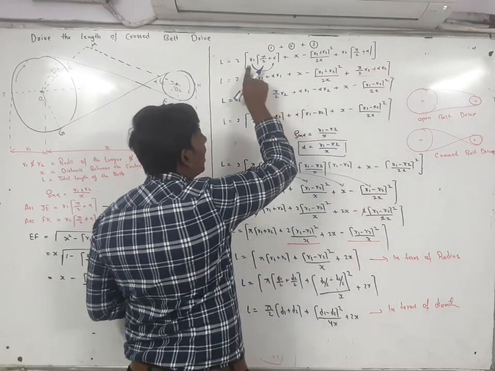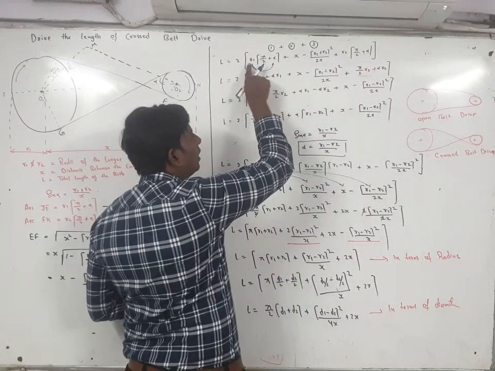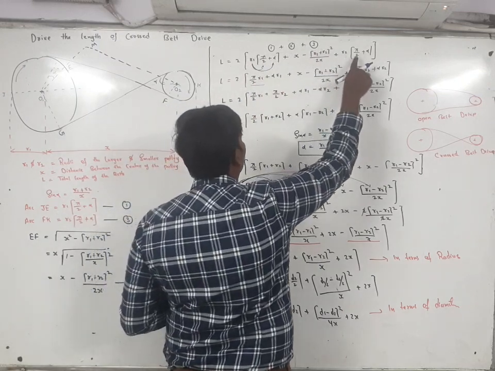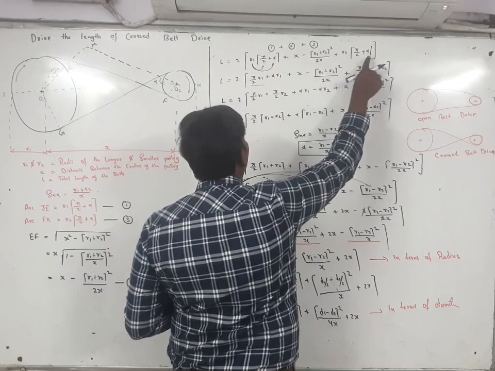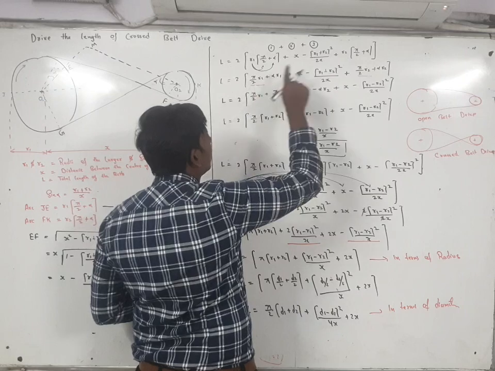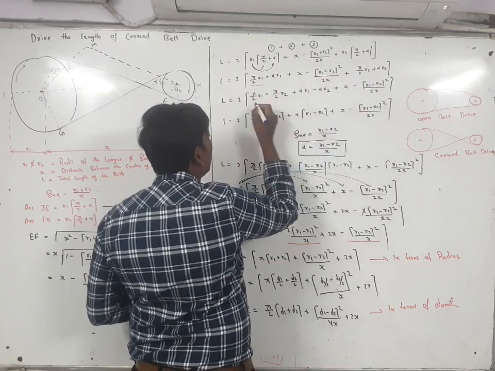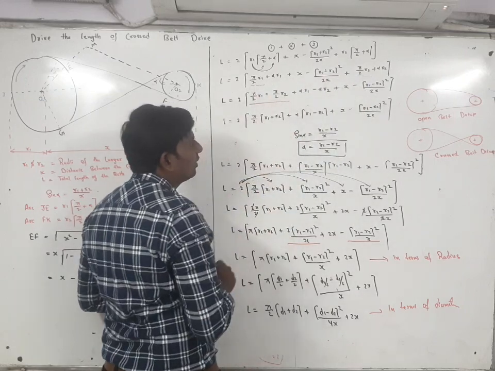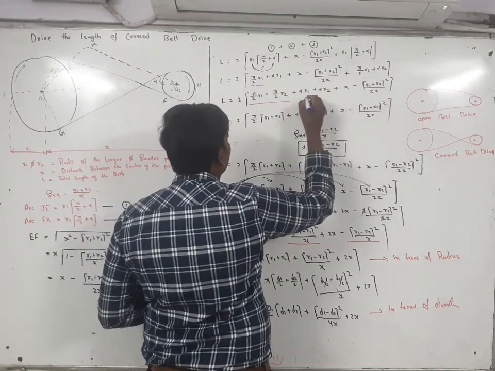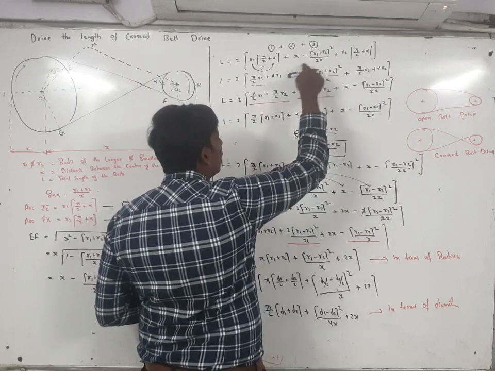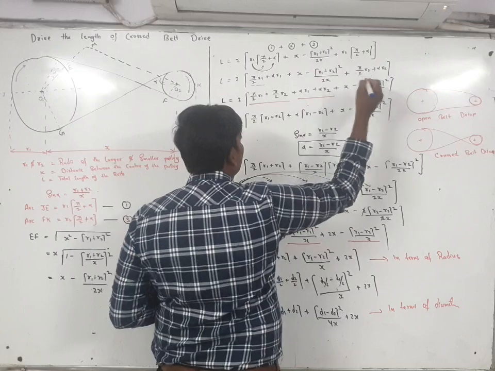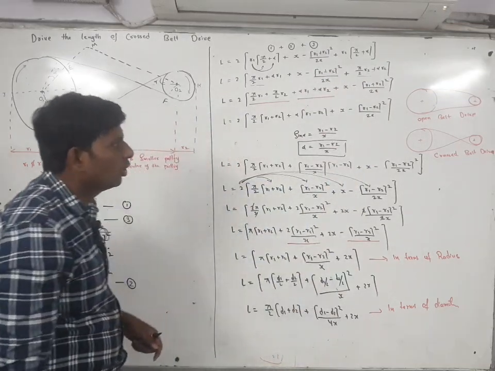After that, this R1 you have to multiply with this term and this R1 you have to multiply with alpha. Here also this R2 you have to multiply with this term and this R2 with this term. Here pi by 2 is there and here also pi by 2 is there. Bring both the pi by 2 to one side, and the alpha terms to one side. Whatever the remaining term is, you can write down here as it is with a sign of plus.